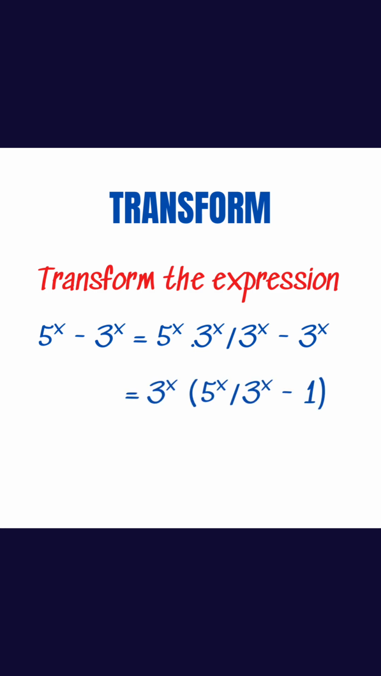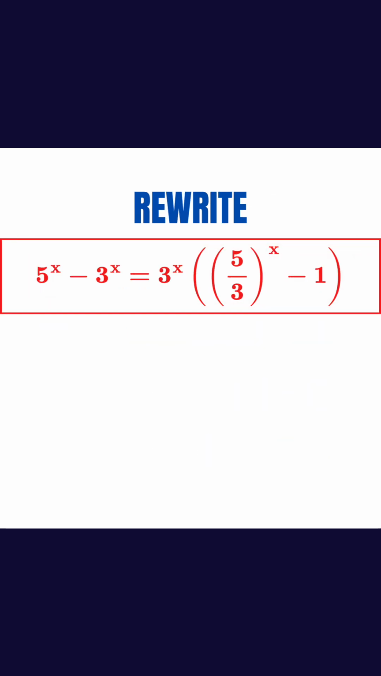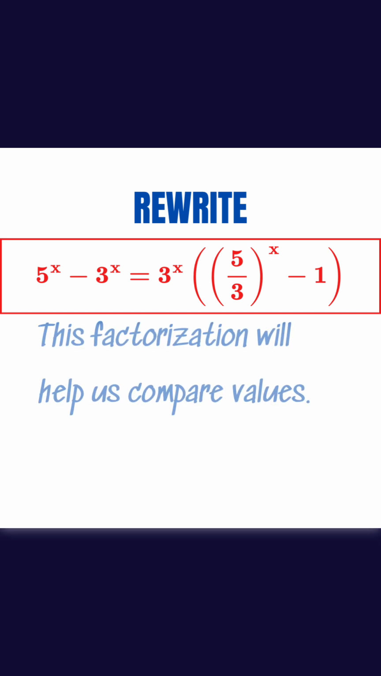Now let's transform the expression. 5 to the power x minus 3 to the power x can be rewritten by introducing 3 to the power x. Factor out 3 to the power x. We get 3 to the power x times 5 to the power x divided by 3 to the power x minus 1. Now simplify the fraction. 5 to the power x divided by 3 to the power x is equal to 5/3 to the power x. So the expression becomes 3 to the power x times (5/3 to the power x minus 1). This factorization will help us compare the values.